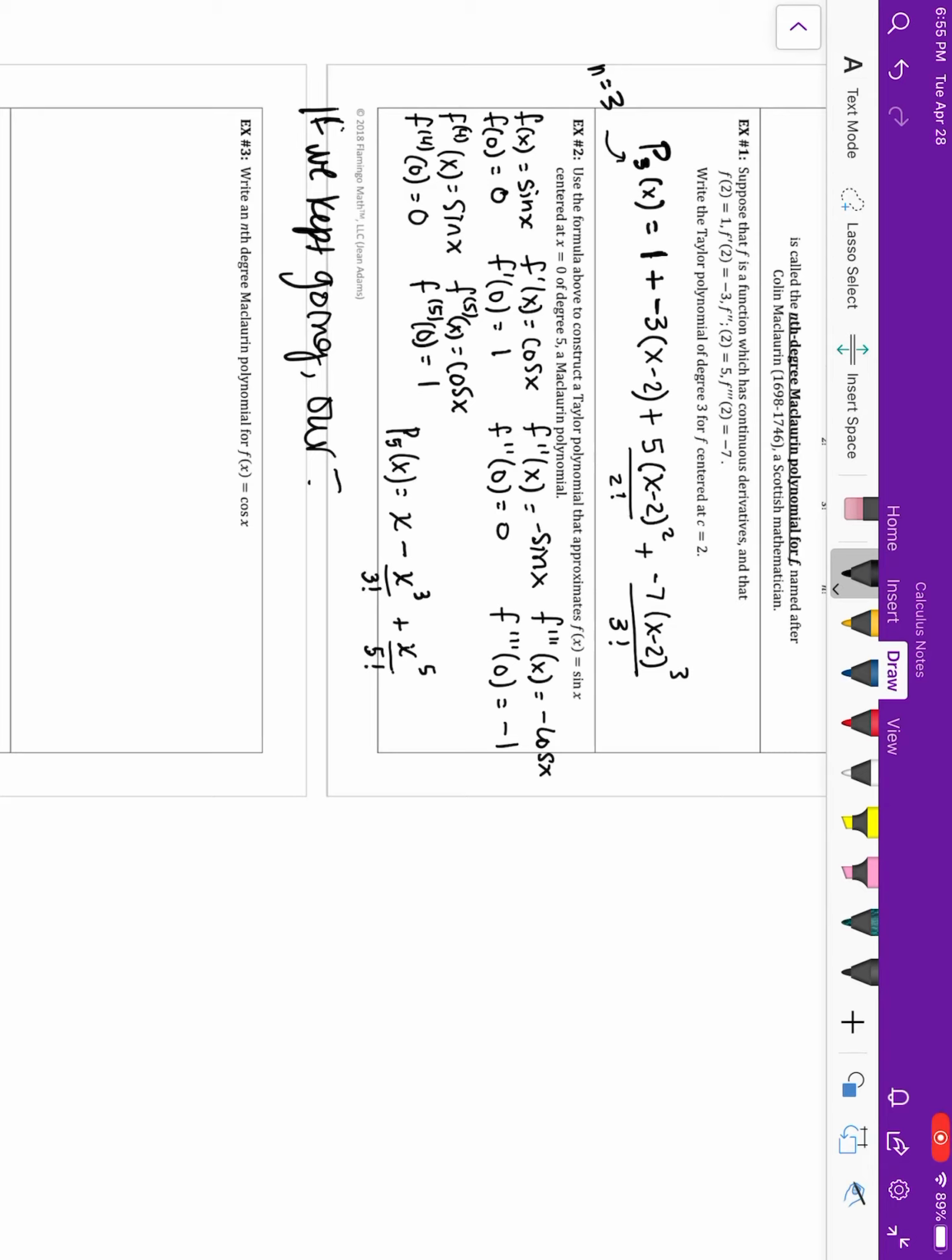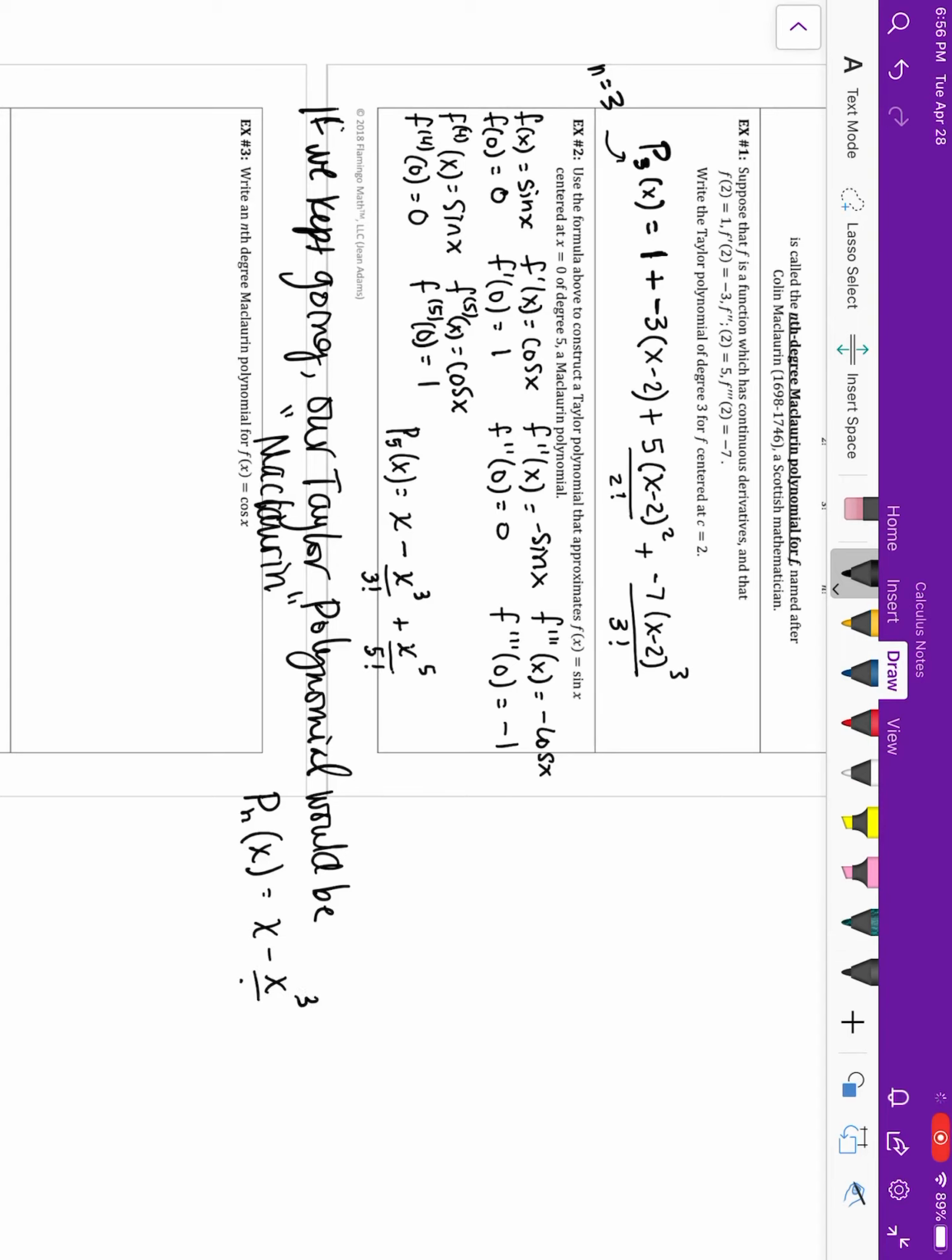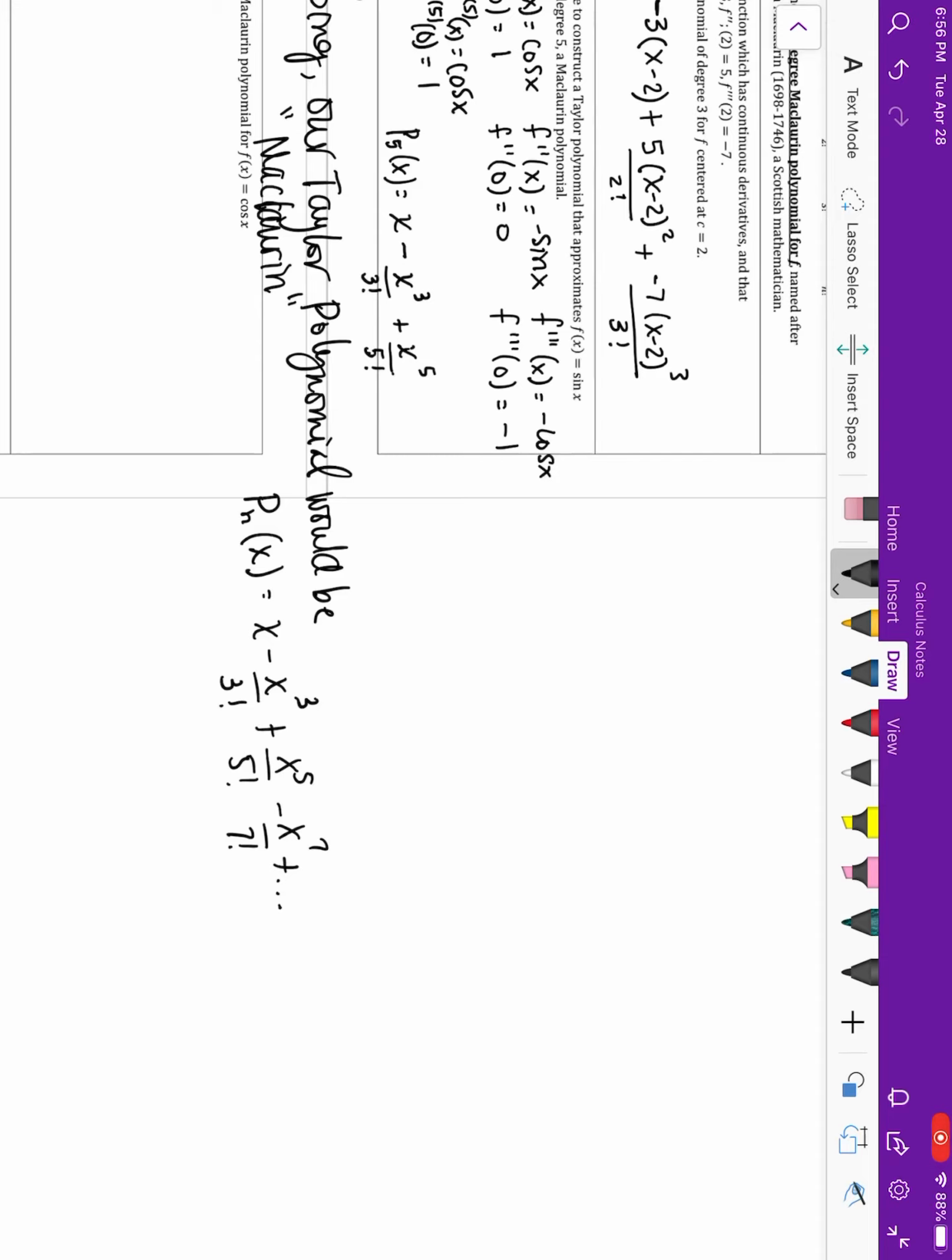Our Taylor polynomial, which since it is at x equals 0, it is more specifically a Maclaurin polynomial, would be p sub n of x is equal to x minus x to the third over 3 factorial plus x to the fifth over 5 factorial minus x to the seventh over 7 factorial plus dot, dot, dot. And of course it's going to go plus, minus, plus, minus, plus, minus the whole time.